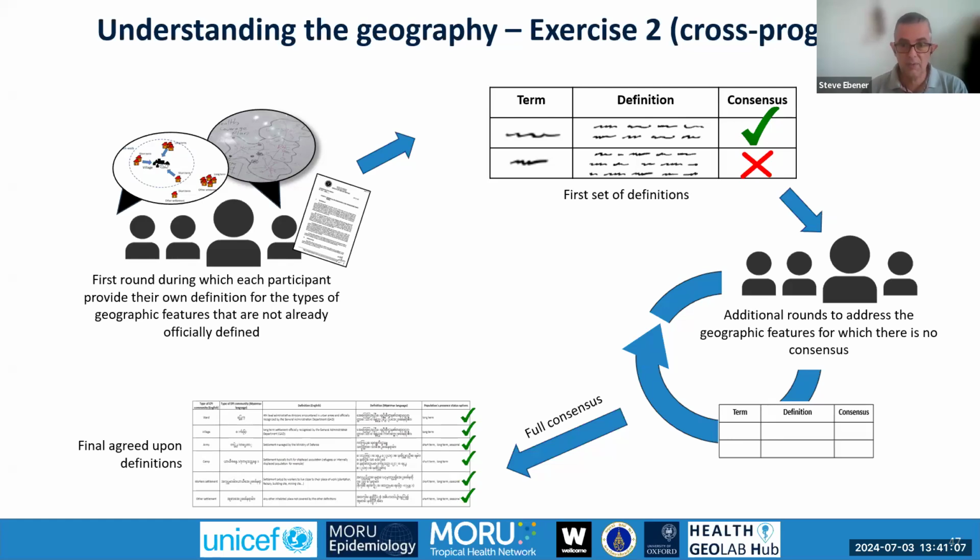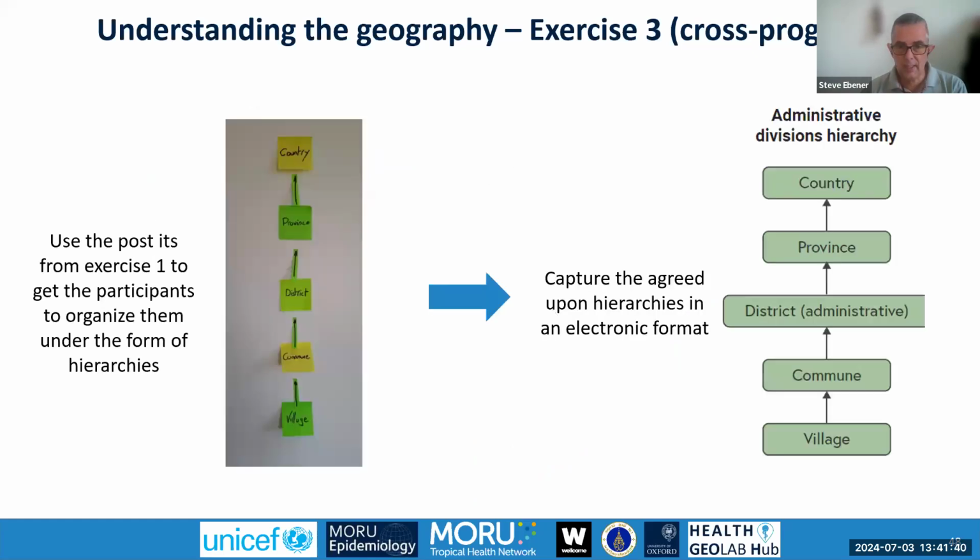And this exercise definitely will require not only participants from within the health sector, but also from outside of the health sector, because there are geographic features that are important for health which are not under the current mandate of the Ministry of Health, right? So you might have to involve the National Mapping Agency, the National Statistics Office, and potentially other line ministries like the Ministry of Education, for example, if schools are used as vaccination sites. And then the third exercise is to define those hierarchies, right?